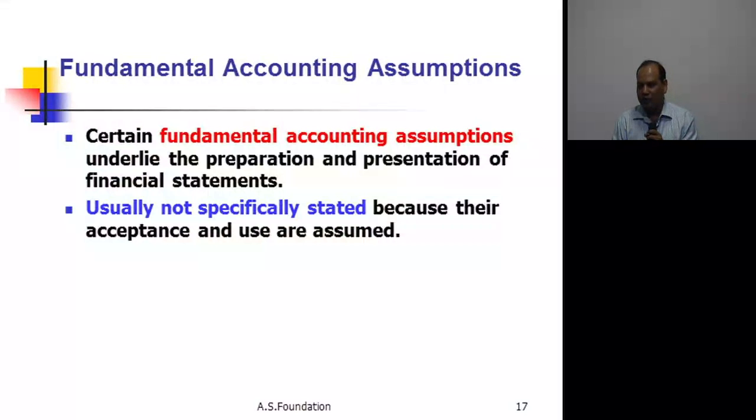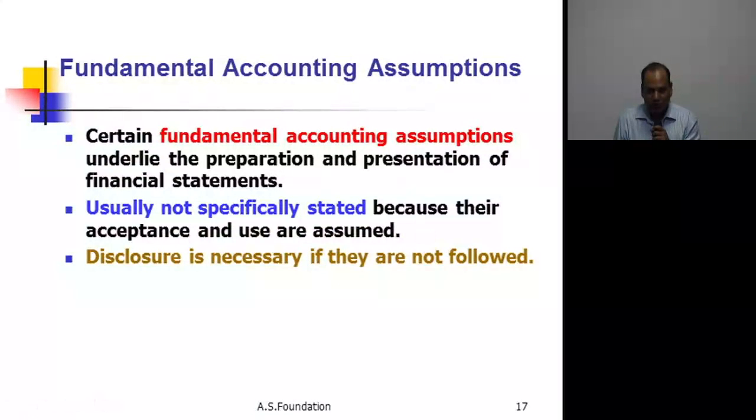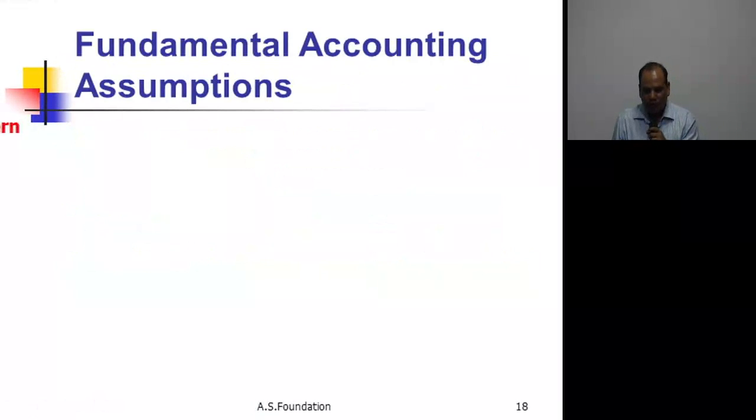There is no need to write this. When do you have to write it? When going concern is no longer valid. When you think the company may not survive for another 12 months from the balance sheet date, then inform the investor so that he can sell his investment on time and come out of that company. Usually not specifically stated because their acceptance and use are assumed. Disclosure is necessary only if they are not followed.